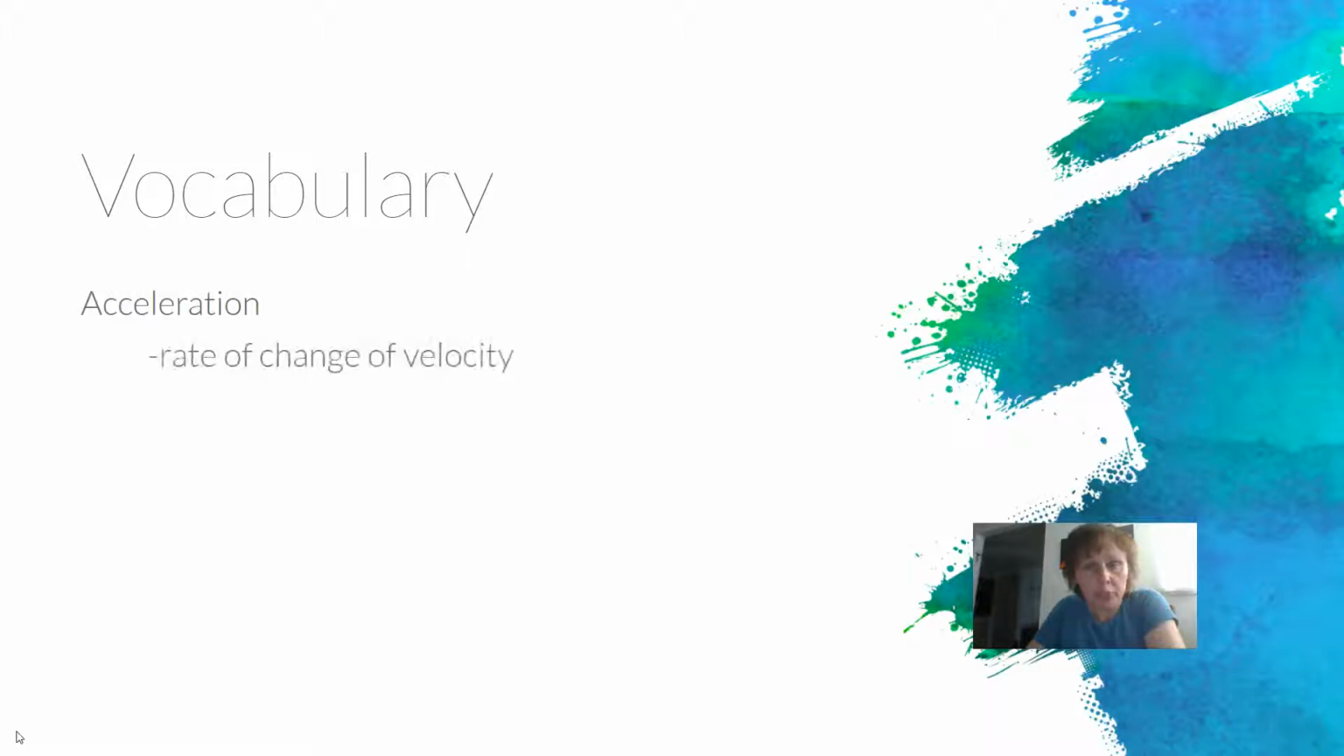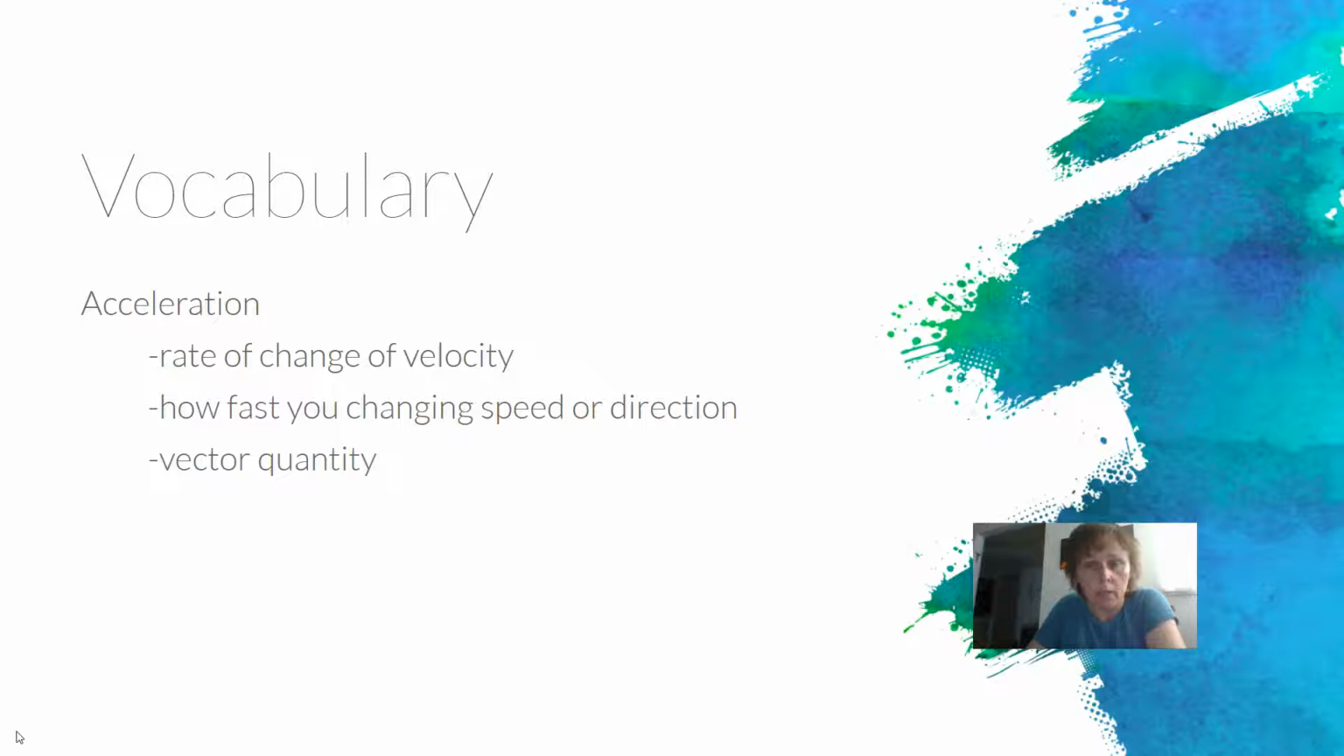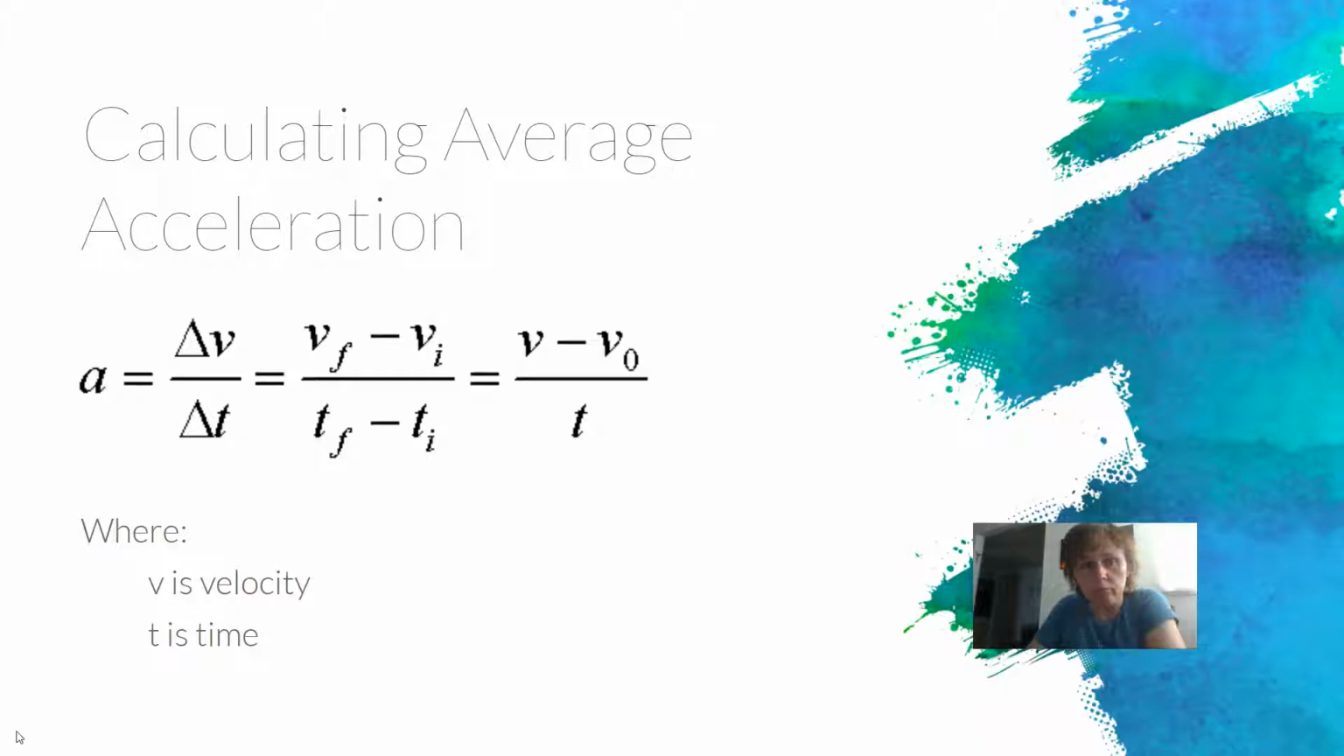Acceleration is another important term. It's the rate of change of velocity, and as you might have guessed, it's also a vector quantity, since velocity is a vector quantity. It describes how fast the velocity is changing, or how fast you're changing speed or direction. It can be positive or negative. The formula for acceleration is change of velocity over time.